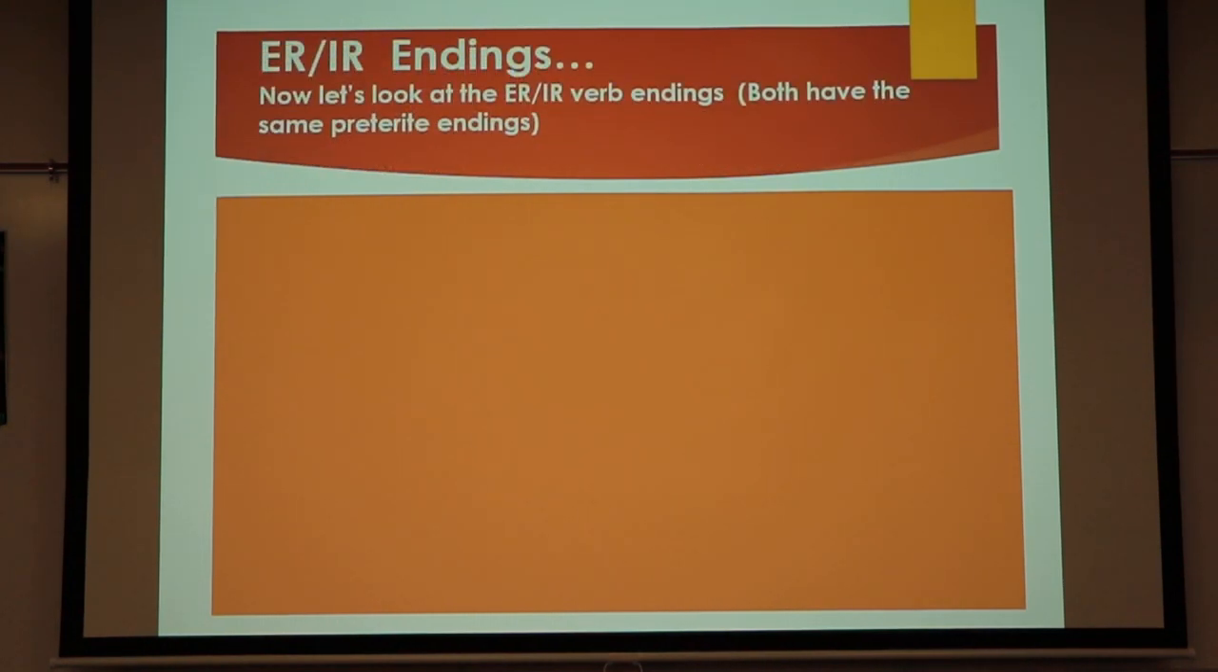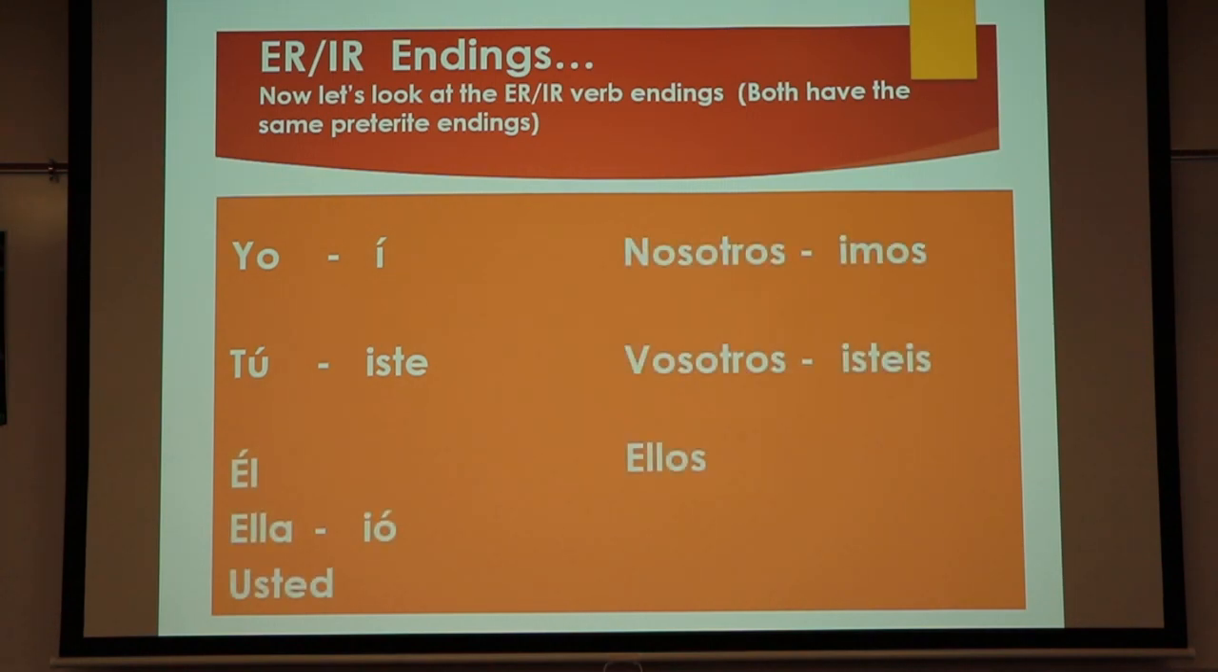We have ER and IR endings. They have the same new endings. So for yo, you would slap on an í with an accent. Tú, él, ella, usted, nosotros, vosotros, ellos, ellas, ustedes. Again, you can pause it, copy this down, and then we'll move forward.